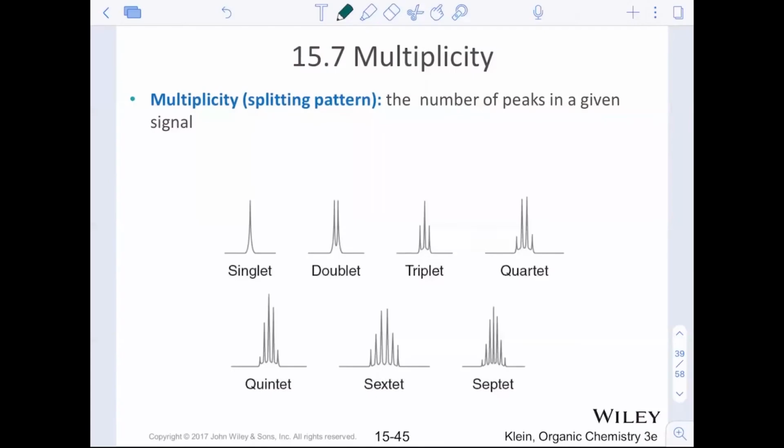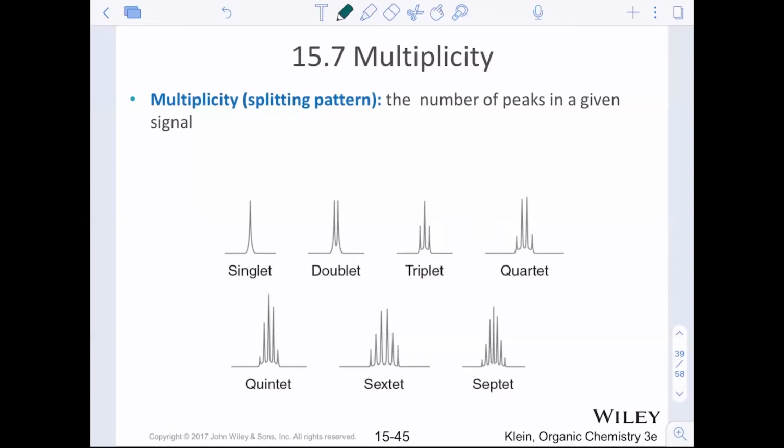Moving on to our final characteristic of the NMR, we've talked about our number of signals, how many signals we actually see, how many different non-equivalent hydrogens we have in a molecule. We've talked about the chemical shift, where it shows up on the x-axis. We've also talked about integration, the area under the curve, or how many protons are represented in that signal. Now we want to be able to talk about multiplicity.